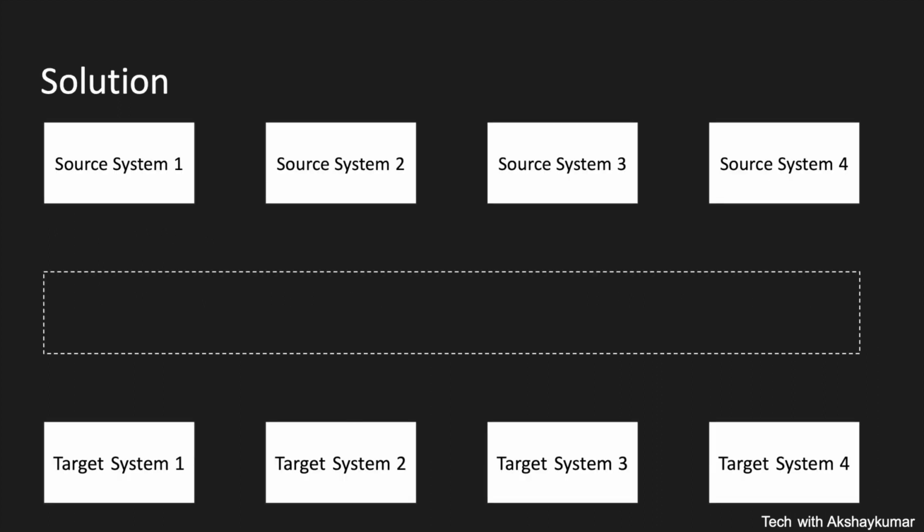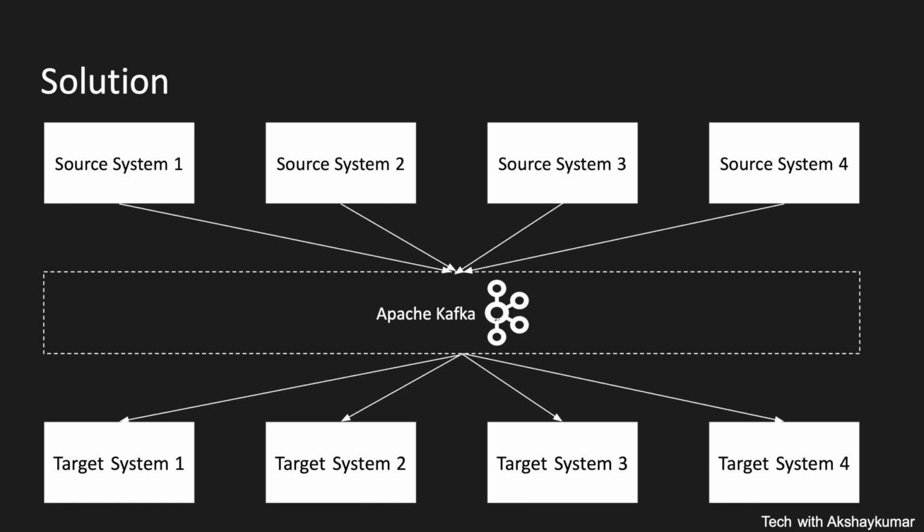So what's the solution? We can have something in the middle of the source and target system, somewhere here, which will reduce the complexity of this integration. And that's where Kafka comes into picture. Now, the source system can send data to Kafka, and Kafka will send data to target system. Now, let's see what is Kafka.